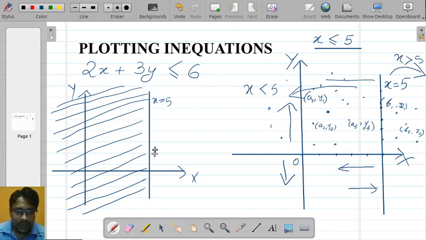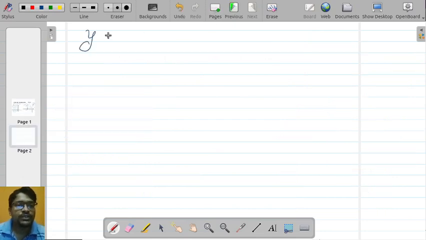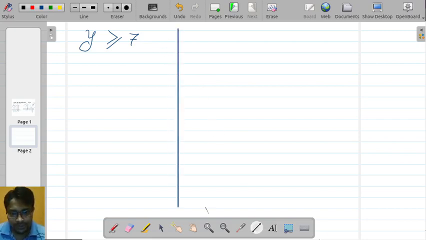Okay, so this line x equal to 5 divides the xy plane into two parts. One is x less than 5, another is x greater than 5. Okay, so in our LPP solutions you will often encounter this type of inequations. Then you have to choose the correct region which is represented by this equation. Okay, say I give you another one, say y is greater than or equal to 7. Okay, so how will you plot this particular inequation? So this is, say, the y-axis, and this is the x-axis.